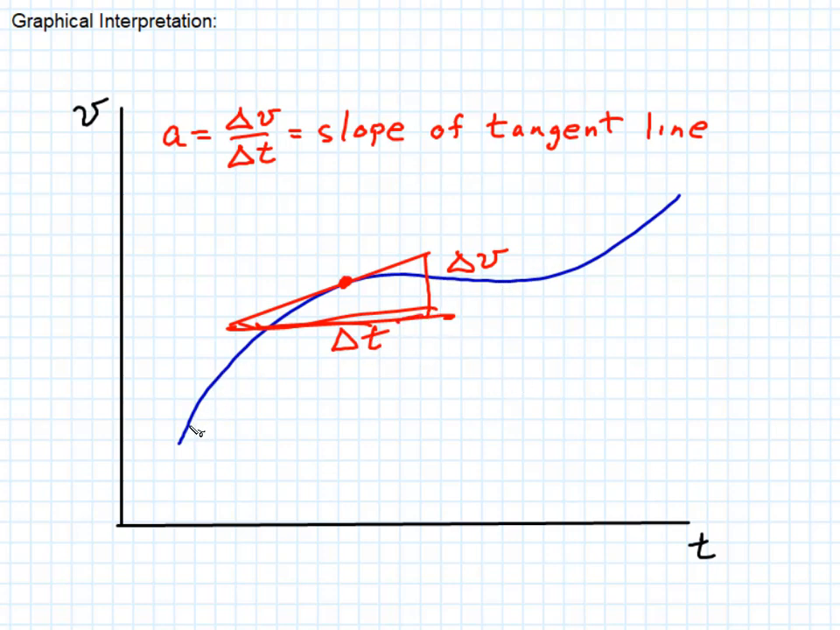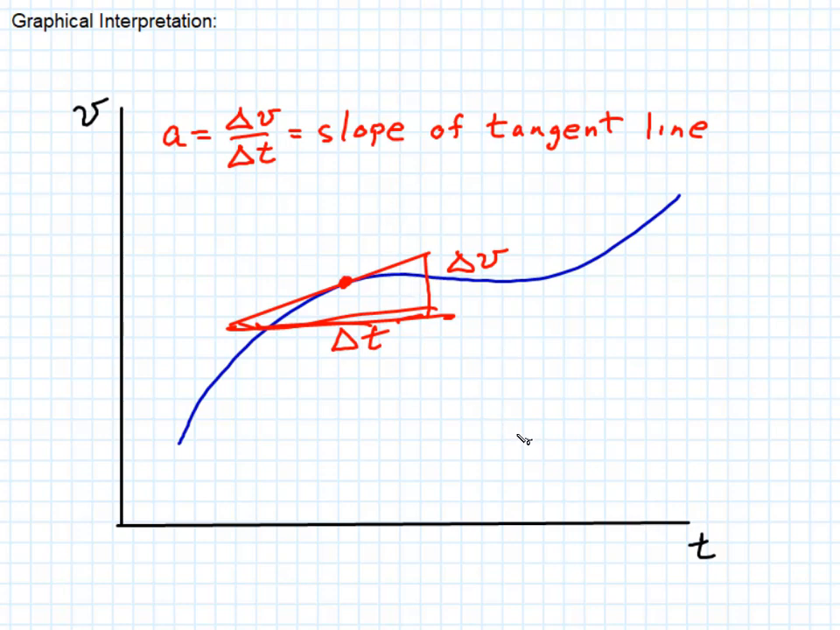Over here, notice the slope is steep, so it's a large acceleration. Here it's getting smaller. Here it's perhaps briefly negative. Here it's 0, and here it goes positive again. So acceleration can be interpreted graphically as the slope of the tangent line on a v versus t graph, very much like velocity was the slope of the tangent line on a position versus time graph.